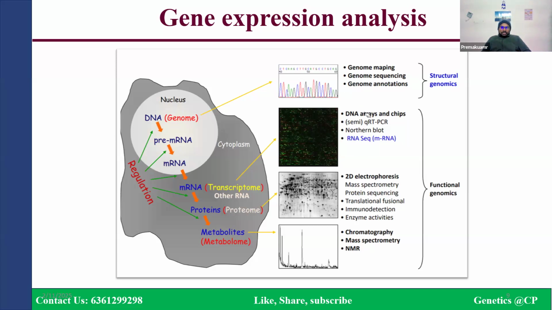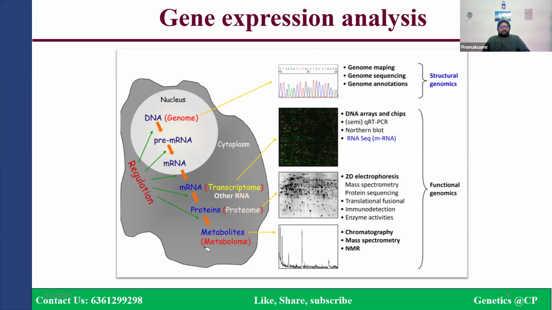The RNA-seq method, Northern blot, qRT-PCR, and several other technologies. SAGE, serial analysis of gene expression, was one technology, and there is differential display PCR. There are several other technologies, but the ones majorly used today are qRT-PCR and RNA-seq. In every lab these are the common techniques to understand the expression of a particular gene at the RNA level.